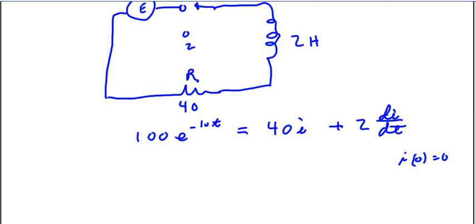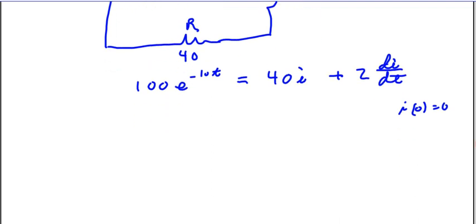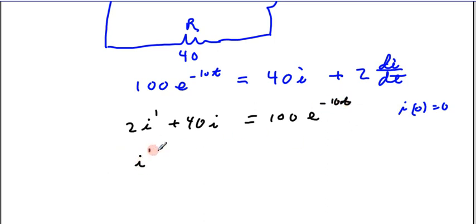Okay, so that's what's happening. All right, well, I've got a differential equation: 2I prime plus 40I equals 100 e to the minus 10t. Divided by 2, I prime plus 20I is equal to 50 e to the minus 10t.